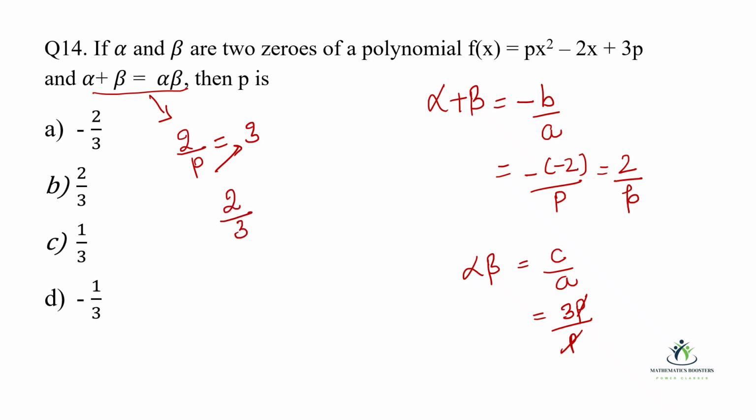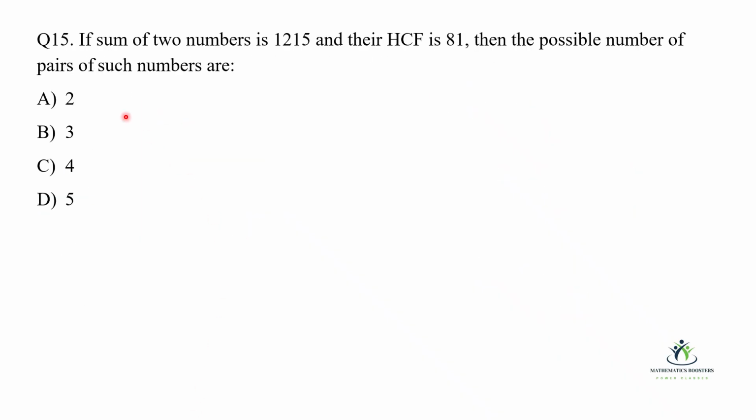2 upon 3 is equal to p. So B is the answer. Next. 15th question. Sum of two numbers is 1215.